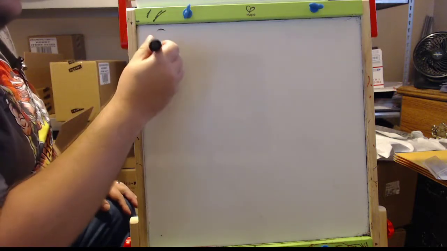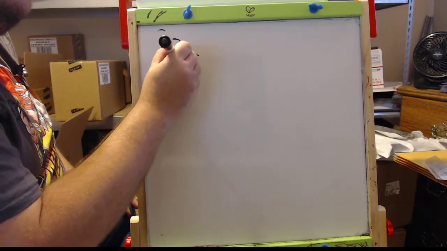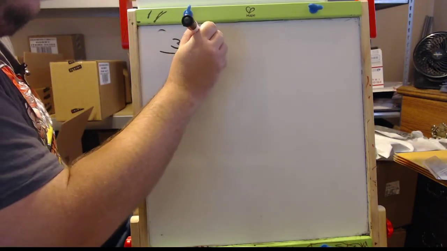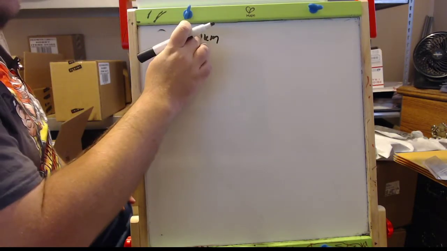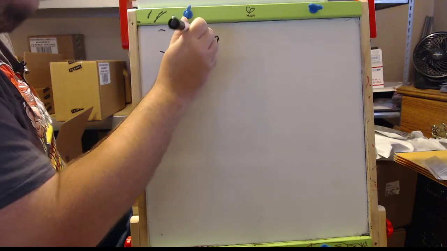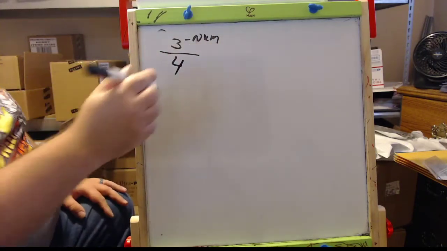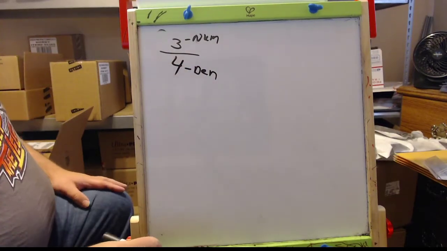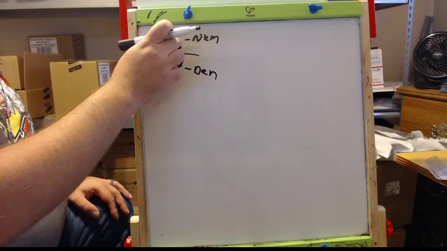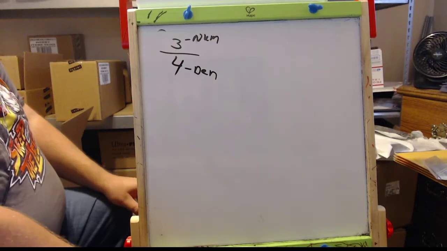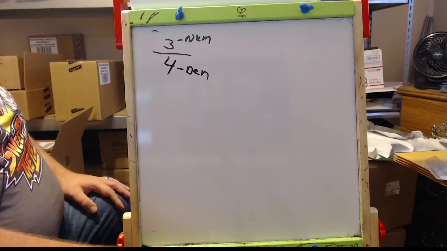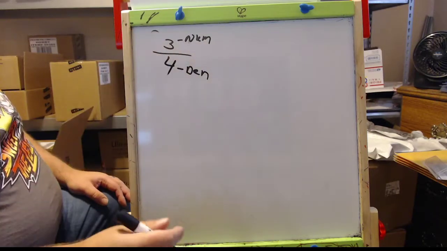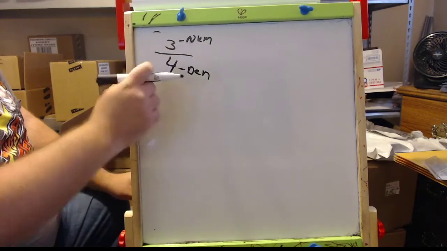Alright, so let's start with a fraction. Let's start with 3/4. There are two parts to the fraction: the top, which is known as the numerator, and the bottom, which is known as the denominator. In a proper fraction, the numerator is always smaller than the denominator. So this is saying that we have 3 of the 4 parts of the whole, if you want to look at it that way. This is a normal fraction.